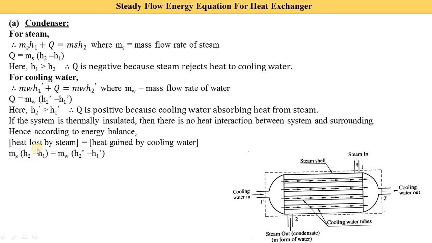Now we already know the amount of heat lost by the steam. So this is the equation: ms (H2 minus H1) is equal to the heat gained by the cooling water, that is mw (H2' minus H1').